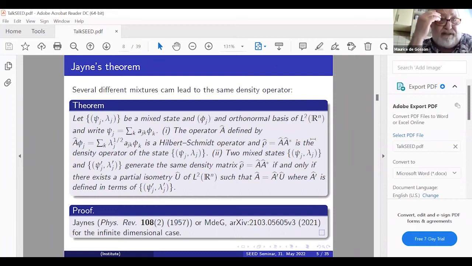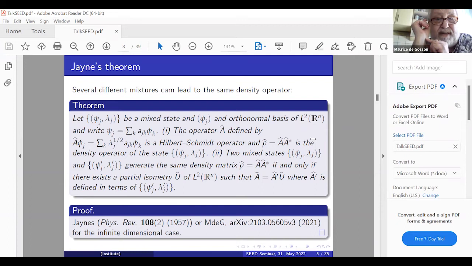Several different mixtures can lead to the same density operator, as I just said. We can start with an arbitrary mixture, and then using the spectral theorem, we can get a decomposition in terms of orthonormal functions. And Jane's theorem says that, okay, let's consider a mixed state and an orthonormal basis, and let's write psi_j equal to the sum over k of the a_jk phi_k. So the operator defined by rho hat equals the sum and so on is a Hilbert-Schmidt operator and is the density operator of the state psi_j.